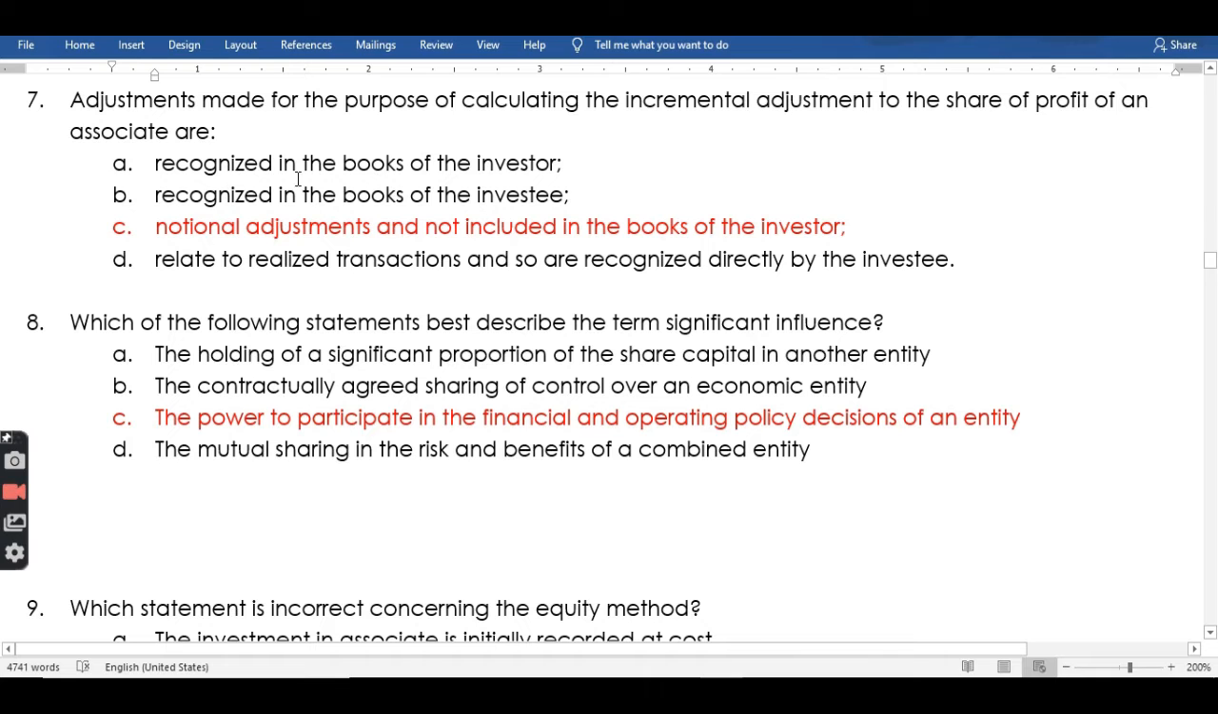Number 7, adjustments made for the purpose of calculating the incremental adjustment to the share of profit of an associate are. Okay, so ano yan? Yan yung ang tawag dito, yung mga fair value adjustments. Okay? So, ang sagot ay letter C, notional adjustment and not included in the books of the investor. Okay? So, letter C ang answer natin dyan. Okay. So, yan ay letter C. Okay? Next.